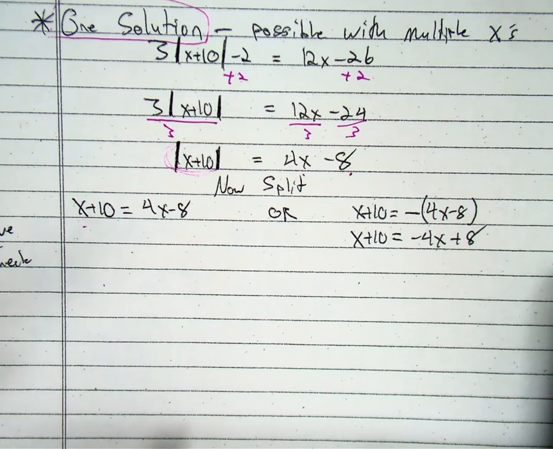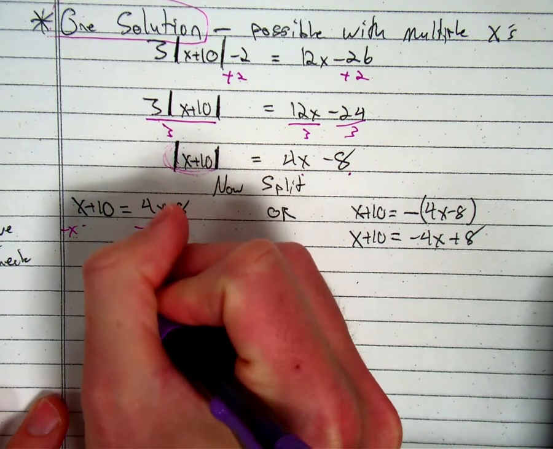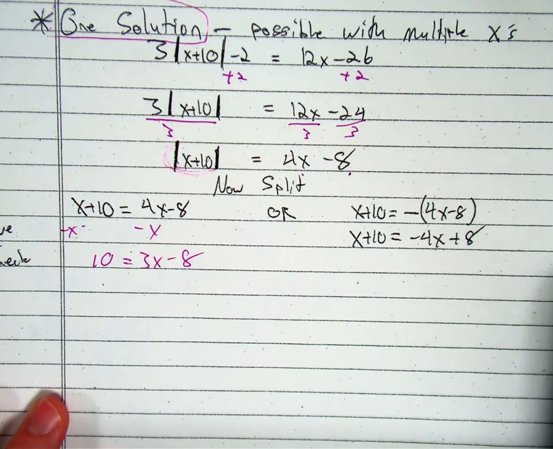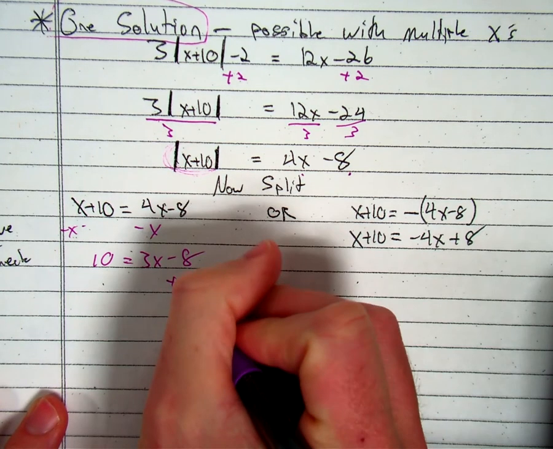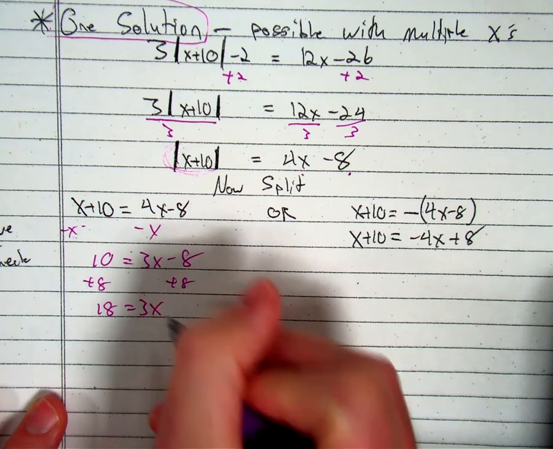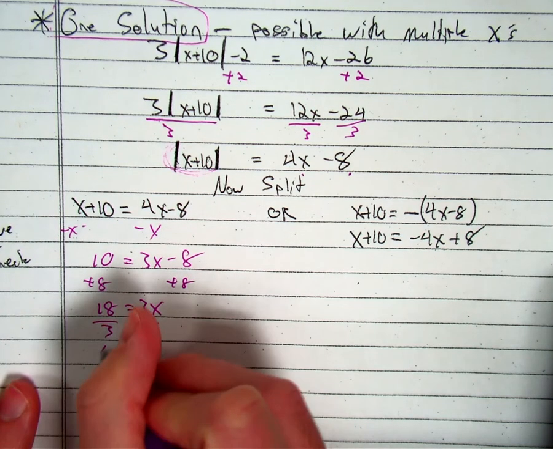All right, solve. Okay, well, minus x: 10 equals 3x minus 8. Add 8: 18 equals 3x. Divide by 3. So we have 6.